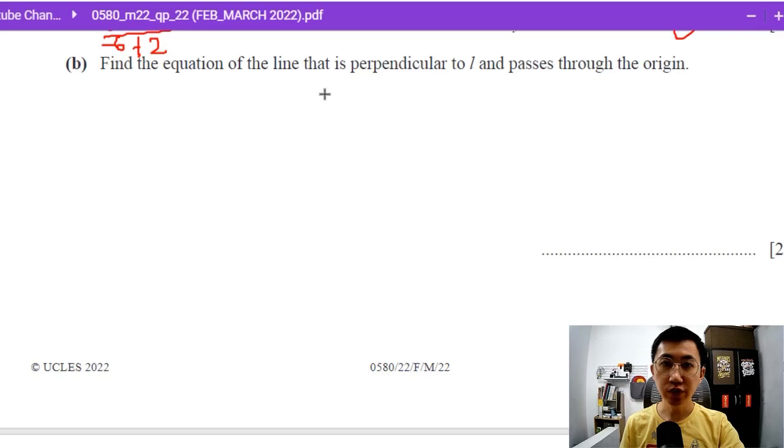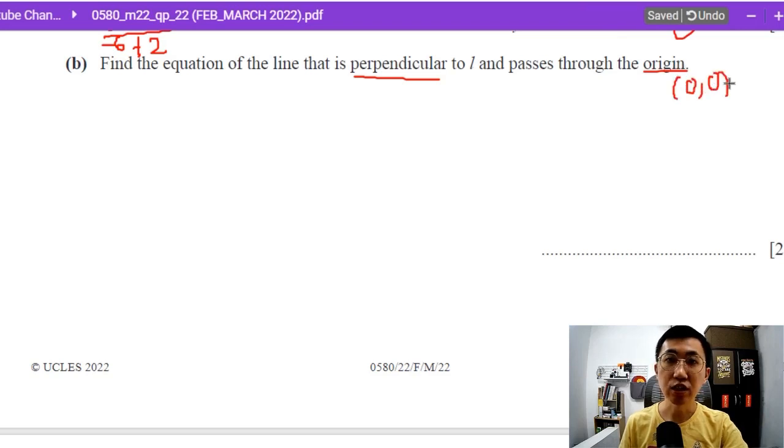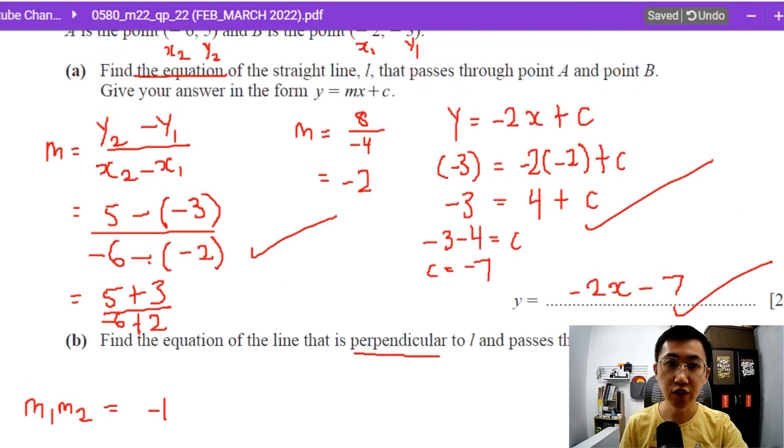Find the equation of the line that is perpendicular, highlight the word perpendicular, and passes through the origin. So origin also need to highlight, it means the coordinate 0, 0. Okay, now the moment you see the word perpendicular, immediately think of the formula m1 times m2 is -1, where your first gradient was actually found in your first part. So your first gradient m is -2.